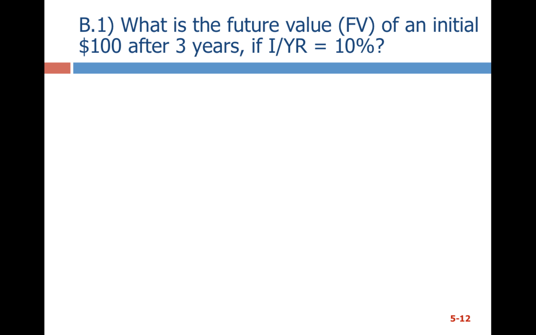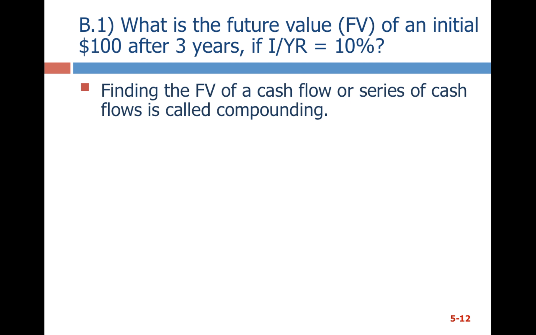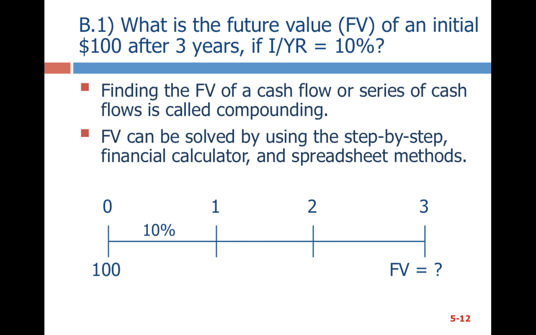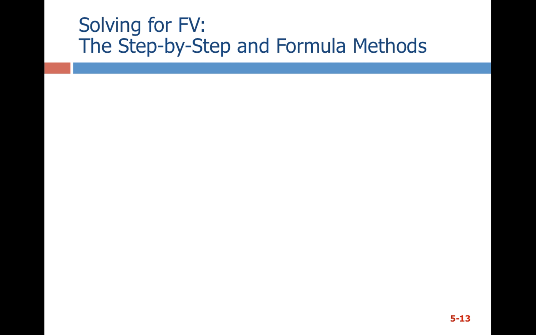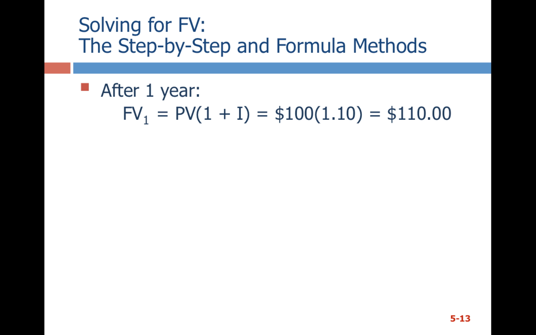Okay, so getting back to that question I was asking, which was what is the future value of an initial $100 after 3 years if the interest rate is 10%? Finding the future value of a cash flow or series of cash flows is called compounding, and the future value can be solved by using this step-by-step equation, or you could use spreadsheet methods. So we could pull up Excel and solve this pretty simply, or you could just solve it on your own.